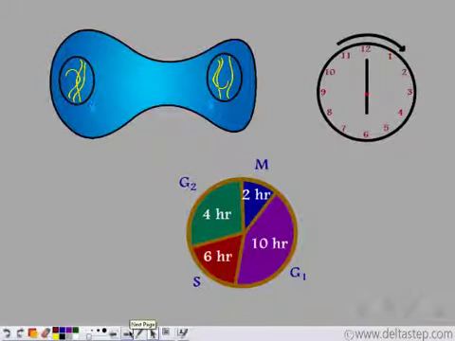Now, this cell cycle is a time-dependent process. See, the G1 phase lasts for about 10 hours, followed by S phase, which lasts for 6 hours. G2 phase takes 4 hours to complete, and finally, the M phase takes 2 hours. This is an approximate time, so together it approximately takes 22 to 23 hours.